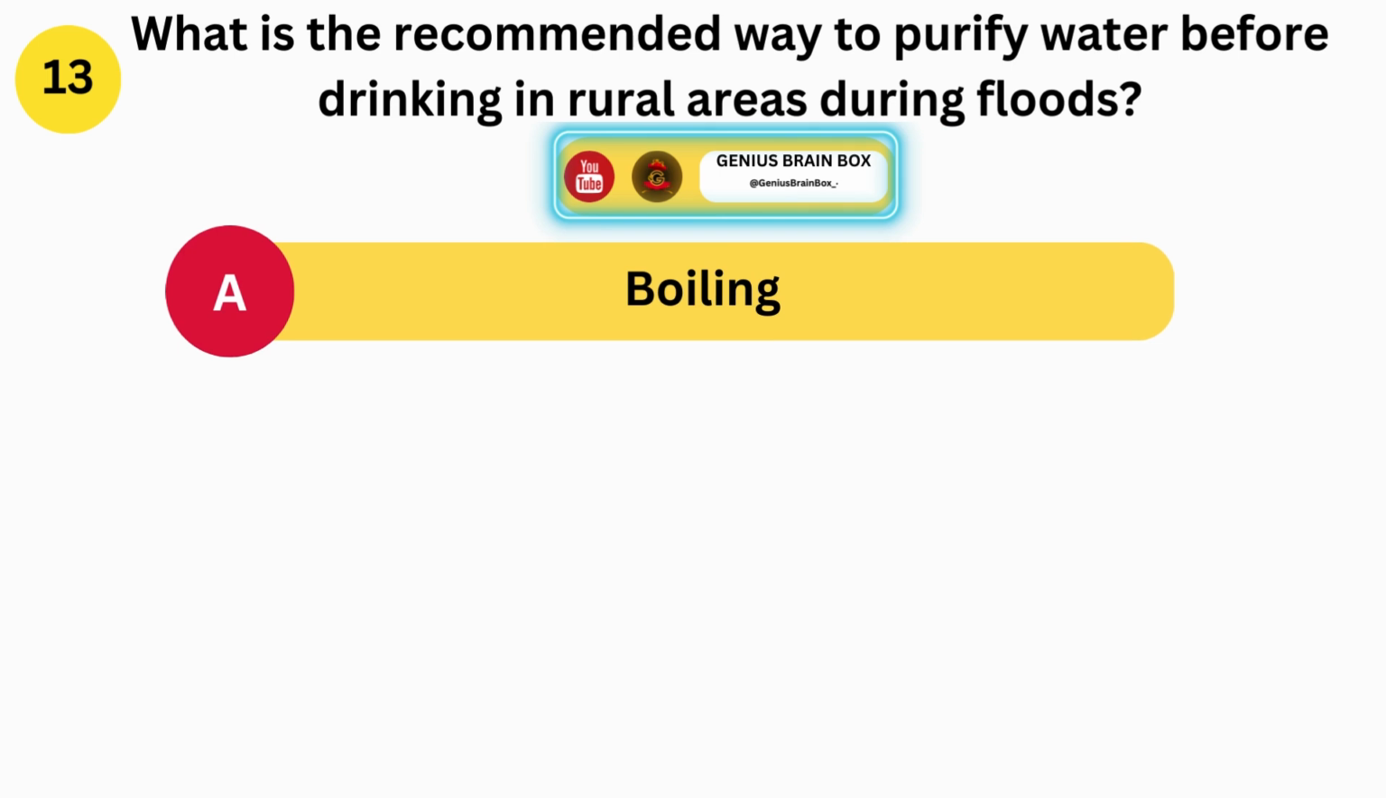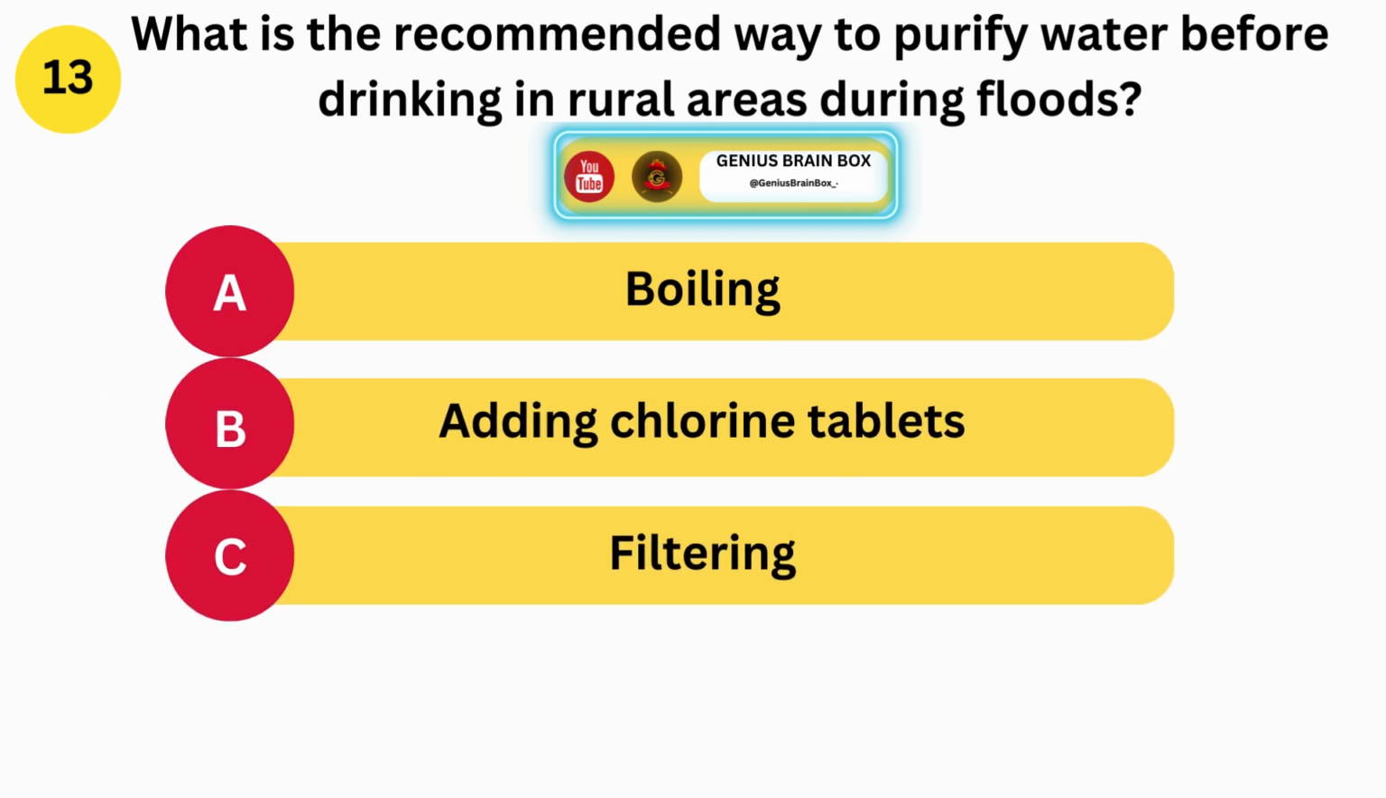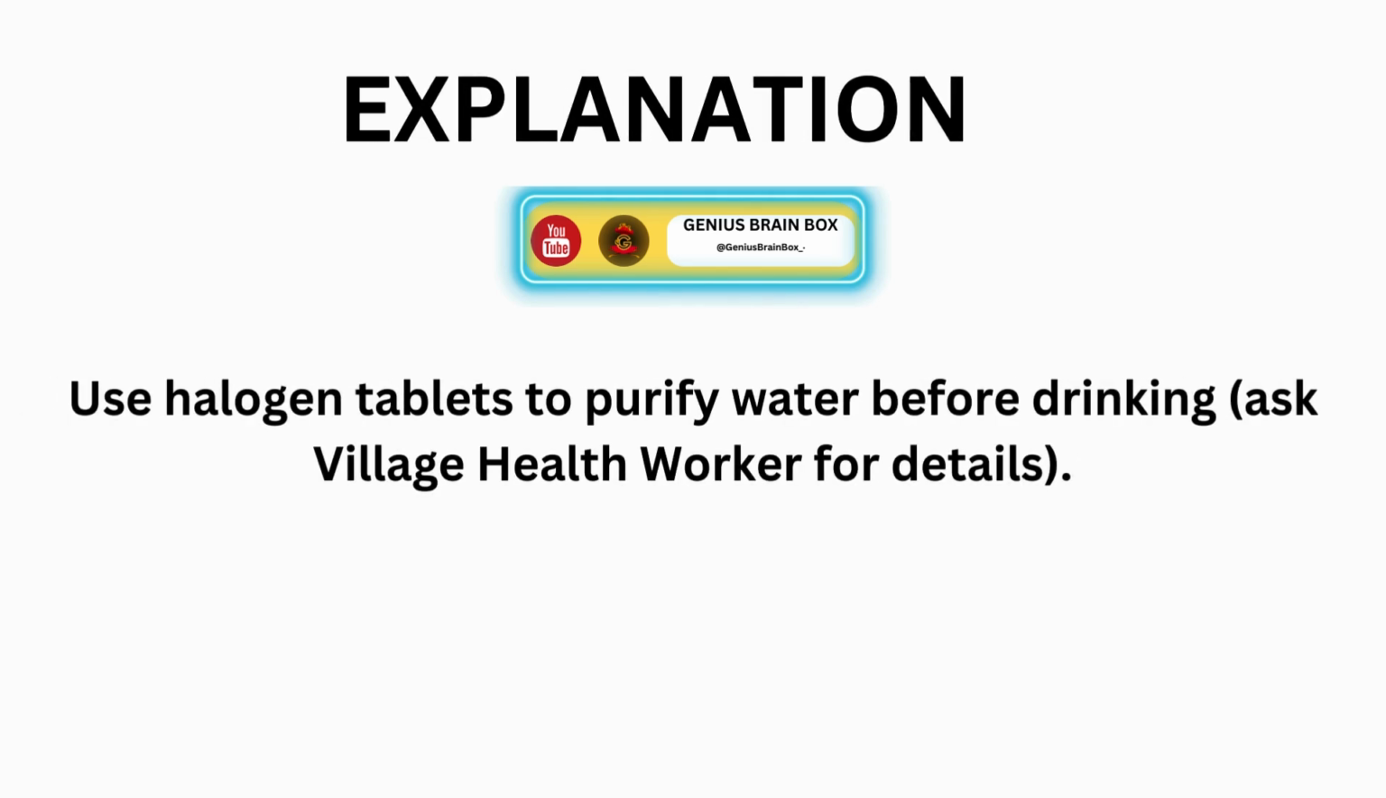What is the recommended way to purify water before drinking in rural areas during floods? Option A, boiling. Option B, adding chlorine tablets. Option C, filtering. Correct answer is... Explanation. Use halogen tablets to purify water before drinking. Ask village health worker for details.